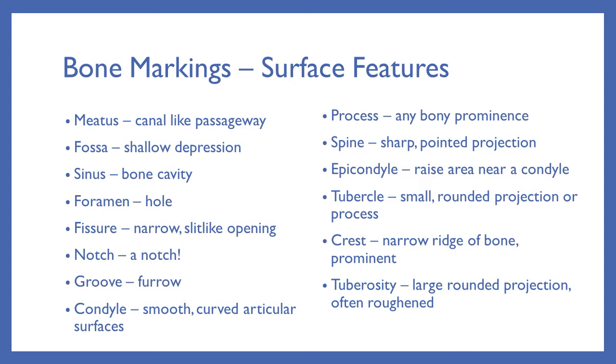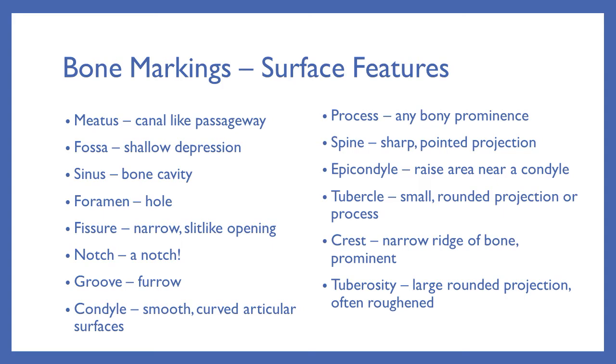A meatus is a canal-like passageway. So if there's an opening in a bone that blood vessels go through, it might be called a meatus. A fossa is a shallow depression. A sinus is a bone cavity. A foramen is a hole. You're going to see that one a lot. And there's many more like condyles or processes.